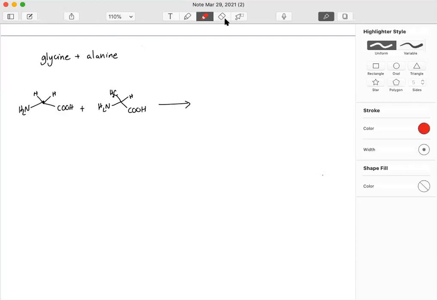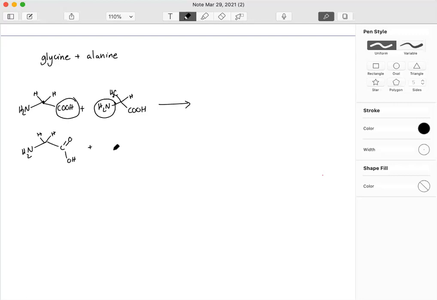From this side I just need to know what I'm focusing on. So from this side I'm focusing here. From this side I'm focusing here. Or the other way around. Either way, one of them gives the NH2 and the other gives the COOH, and then I do what I already learned.